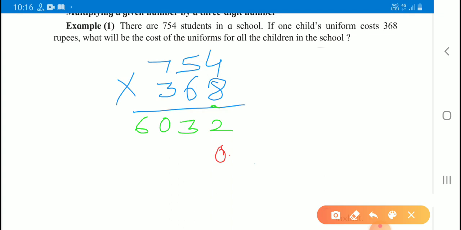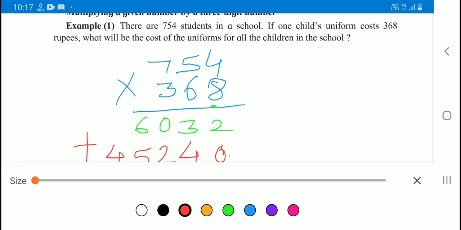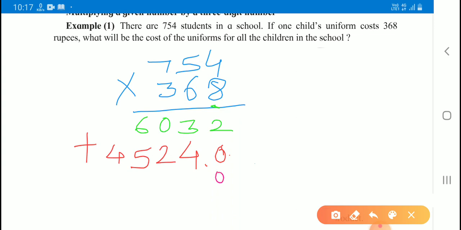Okay. Now we will multiply by 6. 6 fours are 24. 2 carried. 6 fives are 30. 30 plus 2, 32. 3 carried. 6 sevens are 42. 42 plus 3 comes 45. Okay. Here, since it is multiplication, we are adding this number. Now which number remains here? 3. What is the place value of 3 here? 300. So we have to take 2 zeros here.